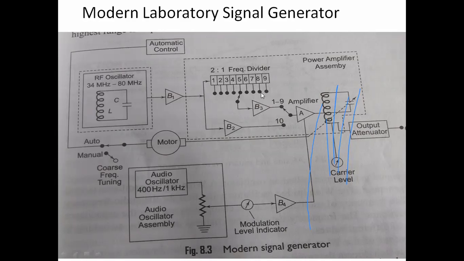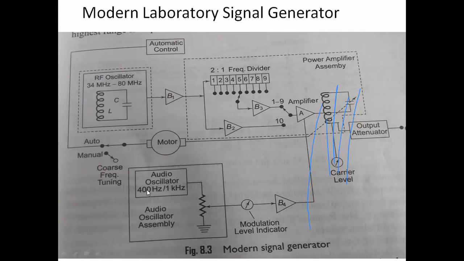if the divided frequency is not required, we can directly connect to this point. There is a switch, with which we can connect the entire generated frequency, and here we will get the carrier frequency, the high frequency carrier signal. For modulation purposes, amplitude modulation or frequency modulation, we use the high frequency carrier signal. That frequency is generated by the RF oscillator, and that is connected to one terminal of the amplifier.